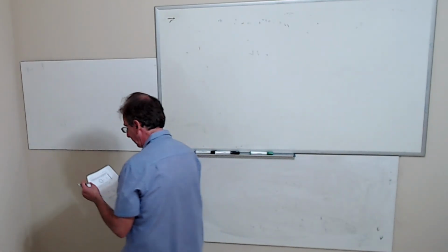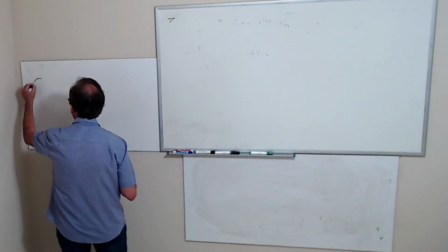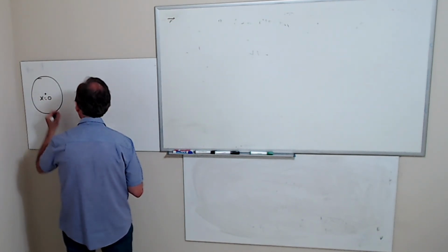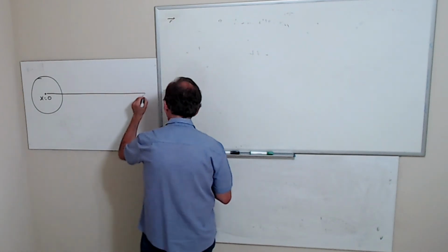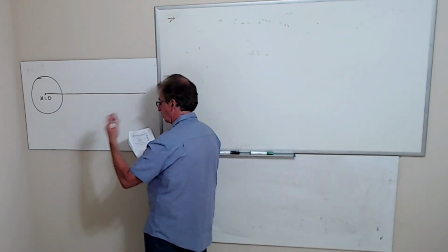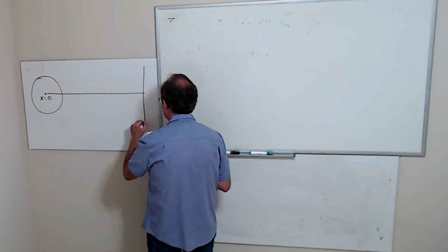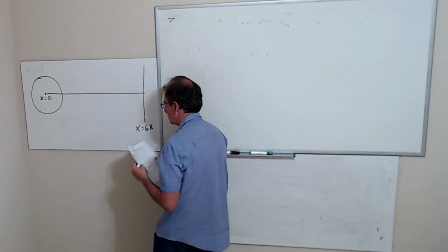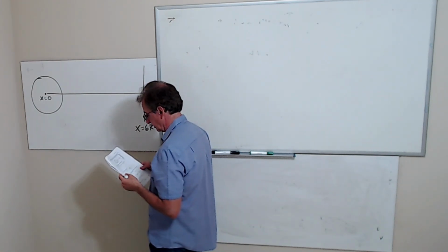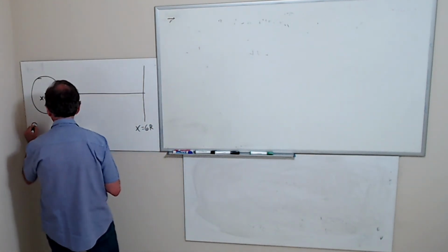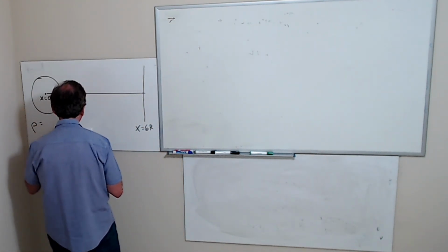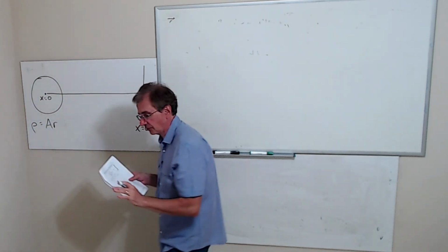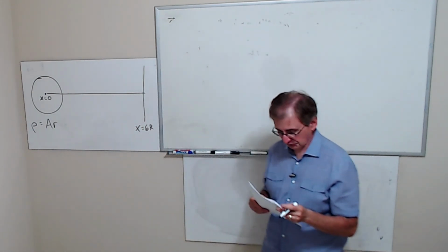All right, problem number 4. We have a sphere, and it's at x equals 0. And the sphere is charged. And then we have a plane here at x equals 6r, 6 times the radius of the sphere. And the charge density for this sphere is A times r.